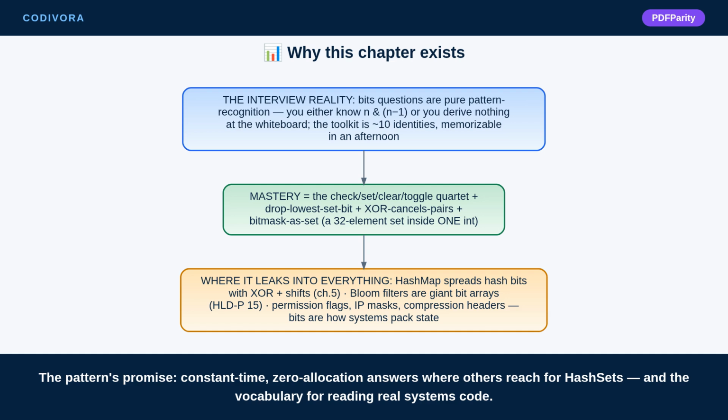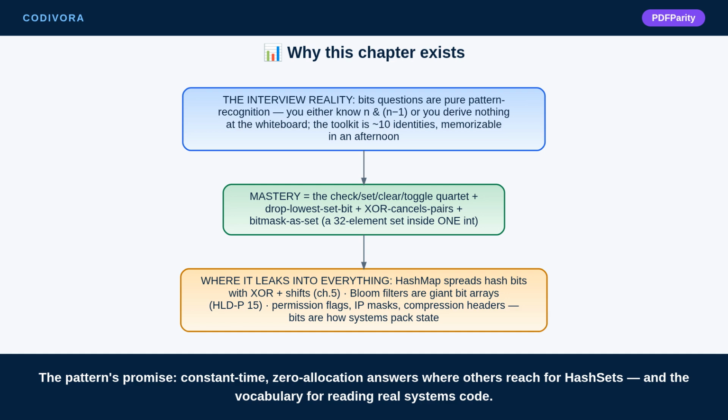The interview reality. Bits questions are pure pattern recognition. You either know N and N-1, or you derive nothing at the whiteboard. The toolkit is 10 identities, memorizable in an afternoon. Next, mastery equals the check/set/clear/toggle quartet plus drop lowest set bit plus XOR cancels pairs plus bitmask as set, a 32-element set inside one int.